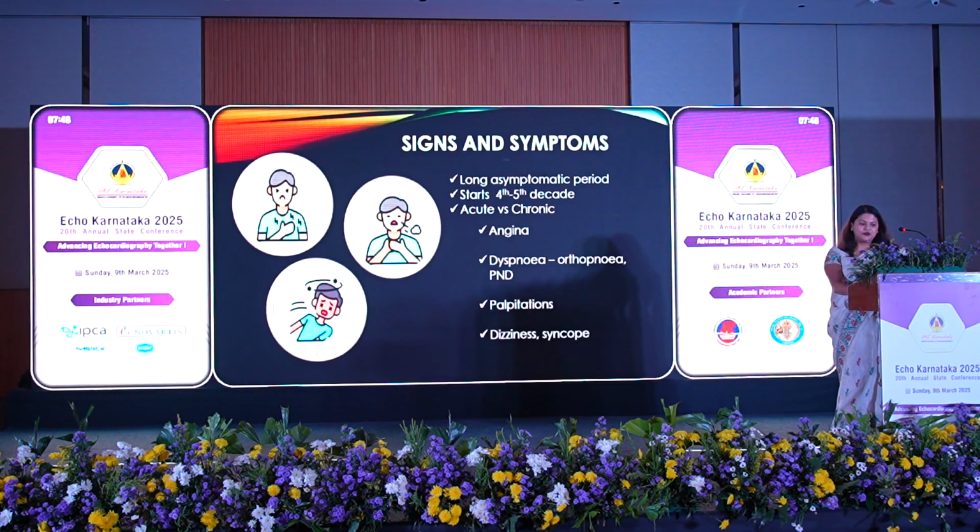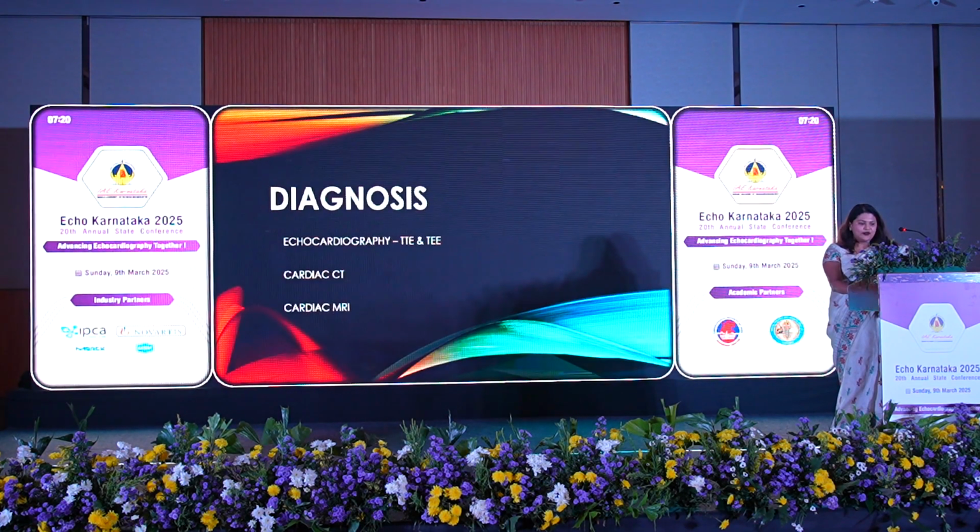Symptomatology starts about the 4th to 5th decade. Presentations, like I was just mentioning, vary between acute and chronic. Acute will not have many clinical signs, but symptoms, yes, they present more acutely: pulmonary edema, failure, shock. But chronic has a very progressive symptomatology: angina, dyspnea, palpitations, and can also present with dizziness or syncope because of decreased forward output. Diagnosis is predominantly by echo.